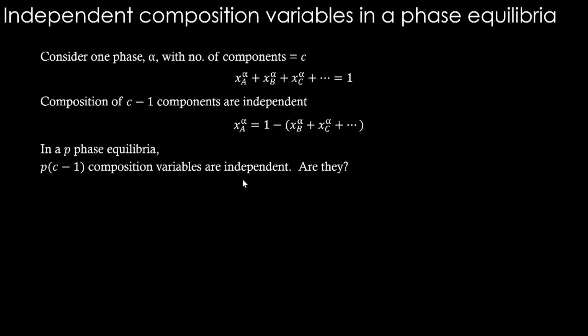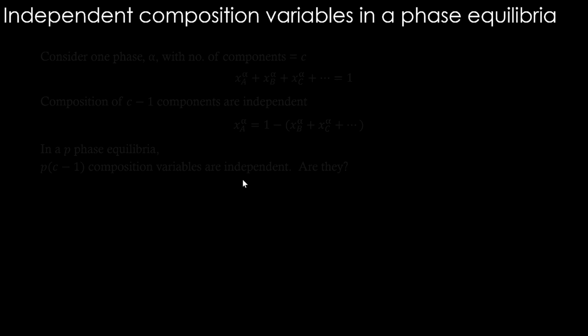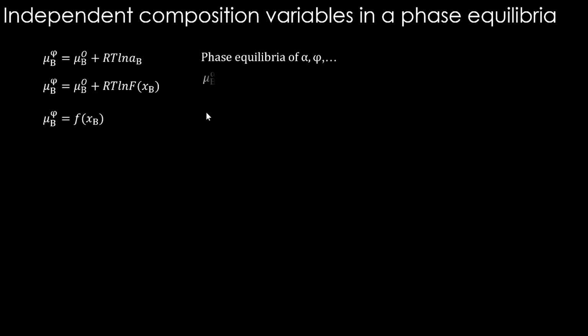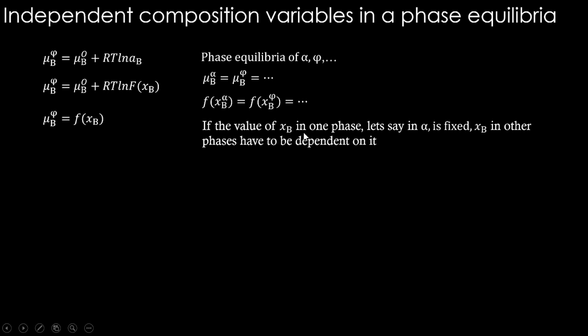based on chemical potential we are going to prove that is not so. Mu B in phi is mu B standard state plus RT ln aB, which is a function of XB. Therefore, in multiple phase equilibria alpha, phi, etc., the chemical potential of this element B is going to be the same. Therefore, XB alpha becomes the only independent composition variable for B. All others will be dependent on that. If the value of XB in one phase, let's say in alpha, is fixed, then XB in other phases has to be dependent on it. They also must be fixed, right?